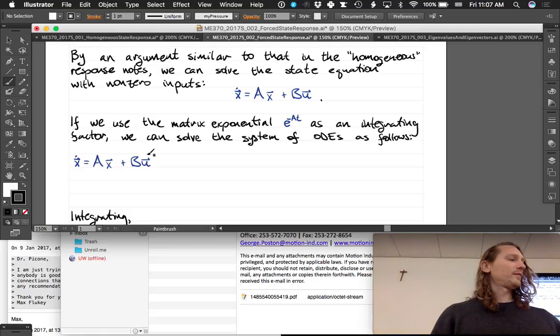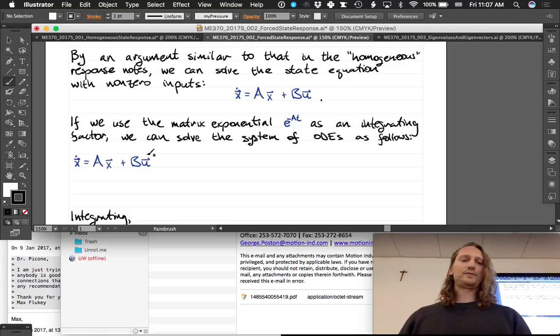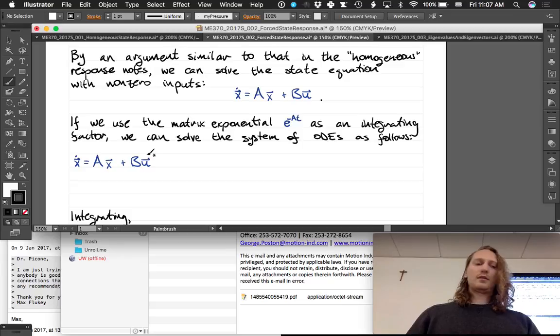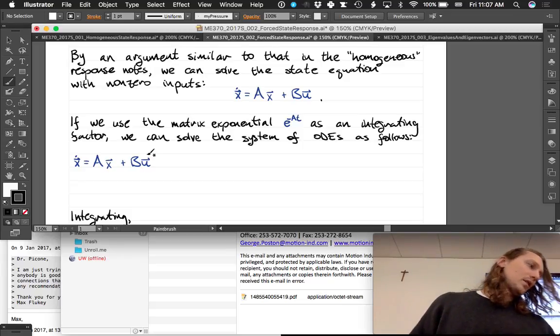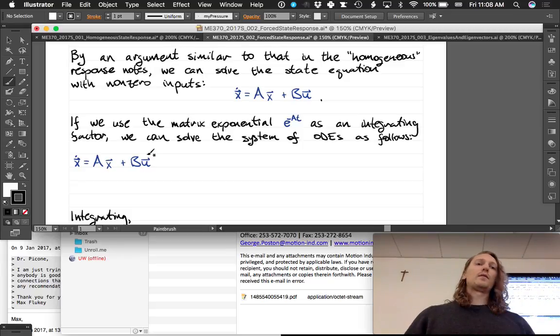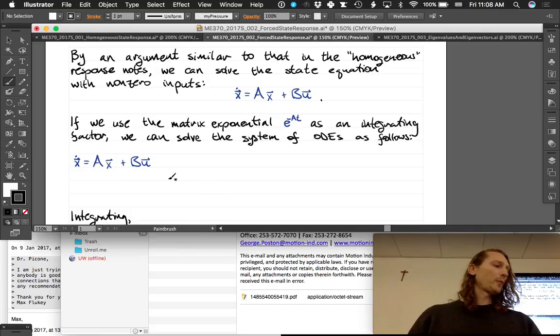Okay. So, we got to solve, I guess I should plug this in too. We got to solve our state equation, x dot equals ax plus bu, for x, right? But there's a derivative, so it's a differential equation we have to solve.